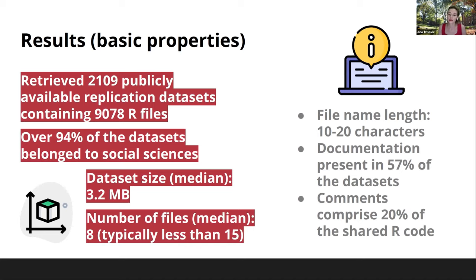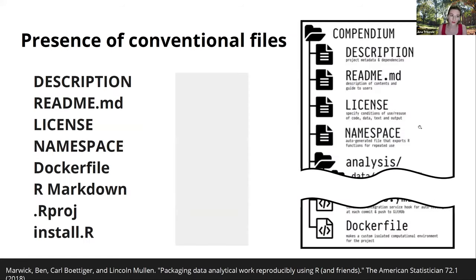We see that around 60% of the datasets contain some standalone documentation, such as a README file or a code book. And when analyzing the code itself, we see that the comments comprise about 20% of the code, which is also quite positive, meaning that there is a lot of additional information in the dataset itself.